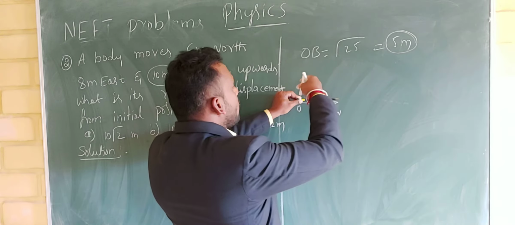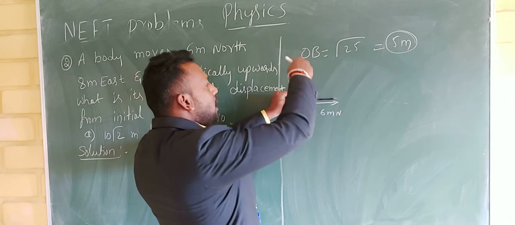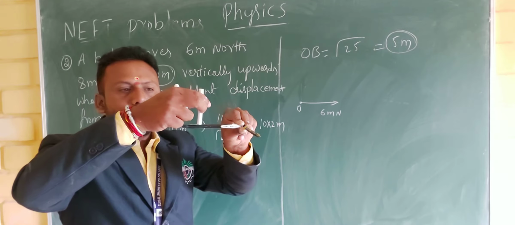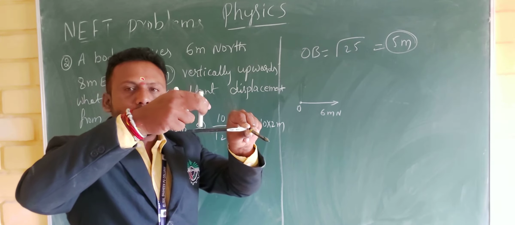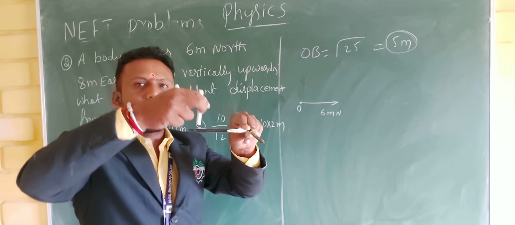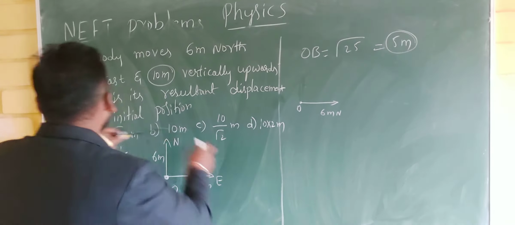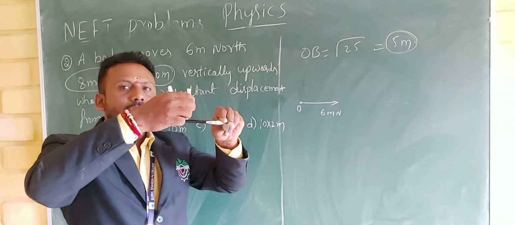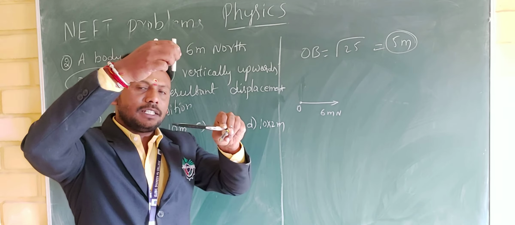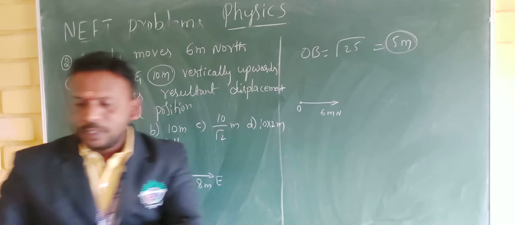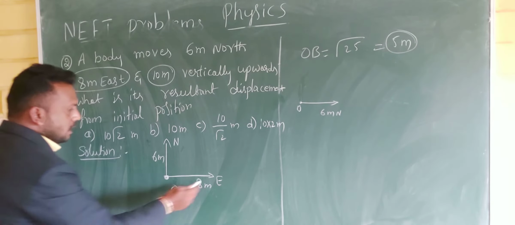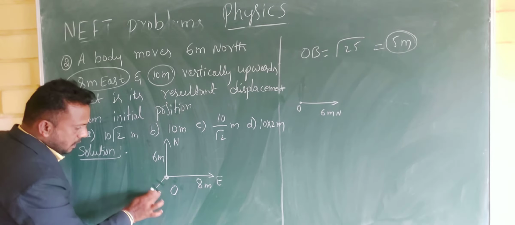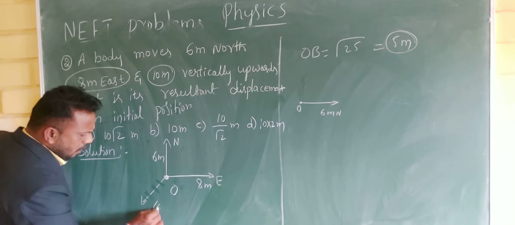And finally, 10 meters vertically upwards. From this point, the object moves in the vertically upward direction. From 8 meters towards east, the object moves vertically upward, that is 10 meters. I will write it as this is east, north, and this is the third axis, 10 meter.